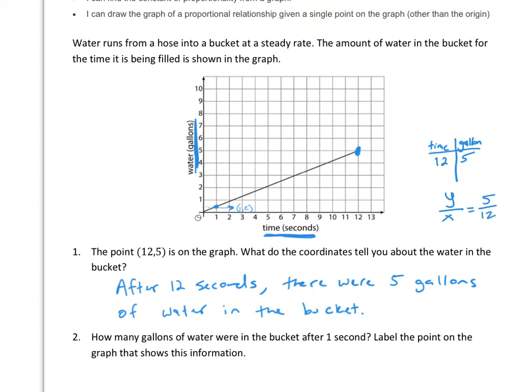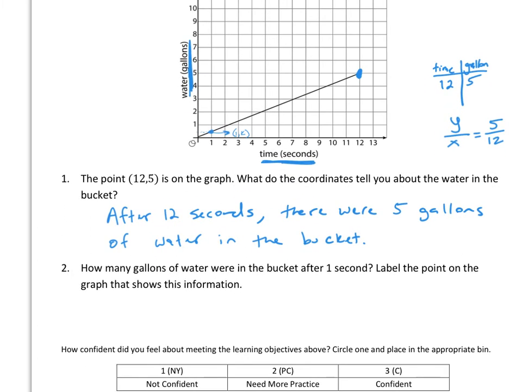Now, if I were to actually divide that, I would end up with a repeating decimal. And when it comes to constants of proportionality, we just can't have repeating decimals. So instead, we're just going to leave it as a fraction. So now, going back to answering that question, how many gallons of water were in the bucket after 1 second, we would know that there is 5/12 of a gallon.